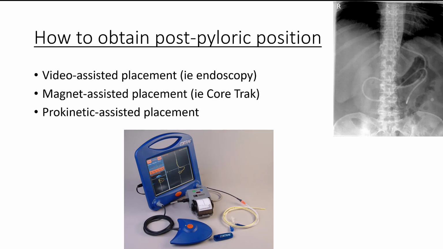However, if you do need to obtain post-pyloric placement of a feeding tube, it can be done a few different ways: by video-assisted placement, such as endoscopy, which really isn't practical, with the help of a magnet device such as the CORTRAK, or with the help of a prokinetic.